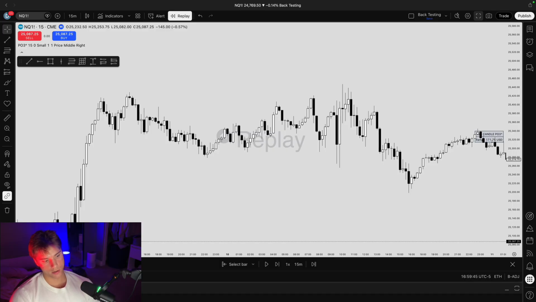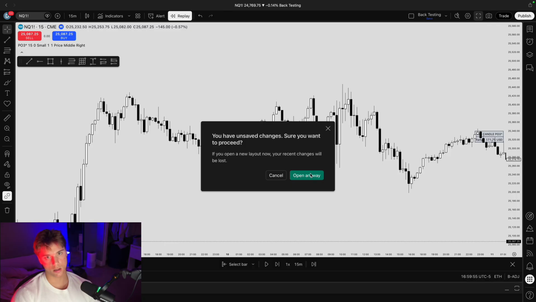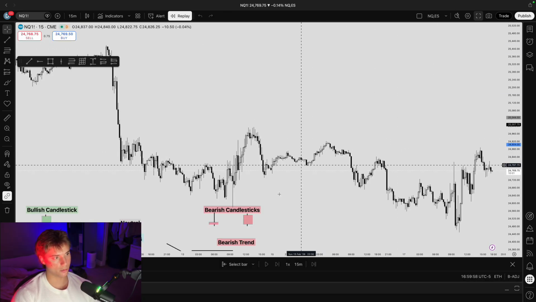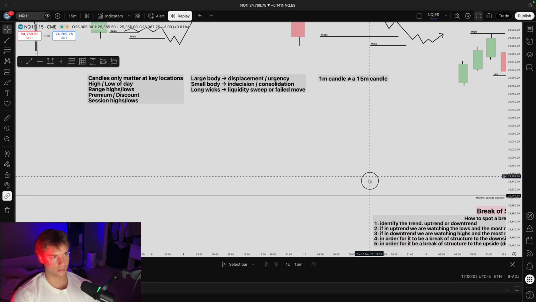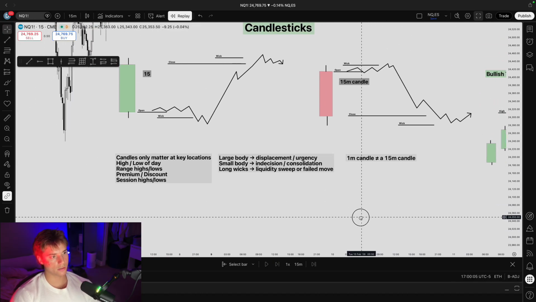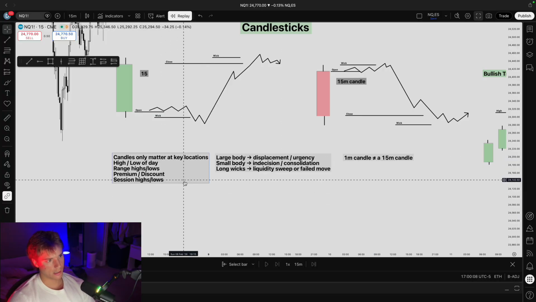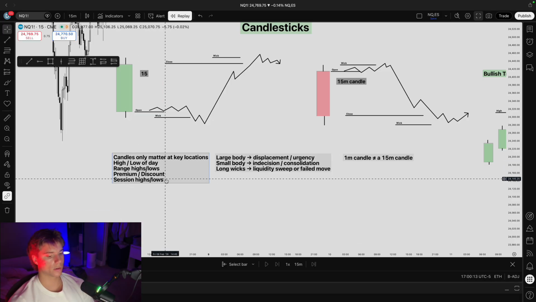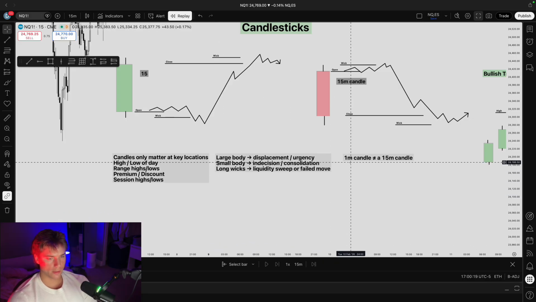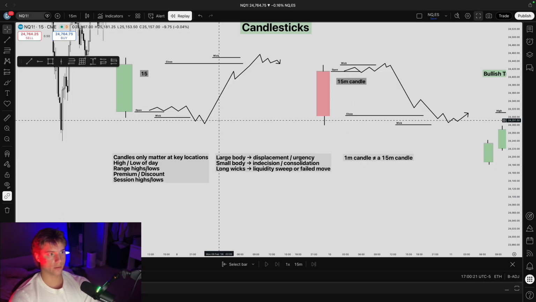So pretty much recap is a candle equals a snapshot of what happened in time. It's kind of like a picture pretty much. It shows you what happened before and what's happening on the lower time frame of the actual candle. So candles only matter at key locations: high, low of the day, range highs or lows, premiums, discounts, session highs and lows. We'll go back into what that means in a different video. The most important thing is you need to understand what different candles mean.